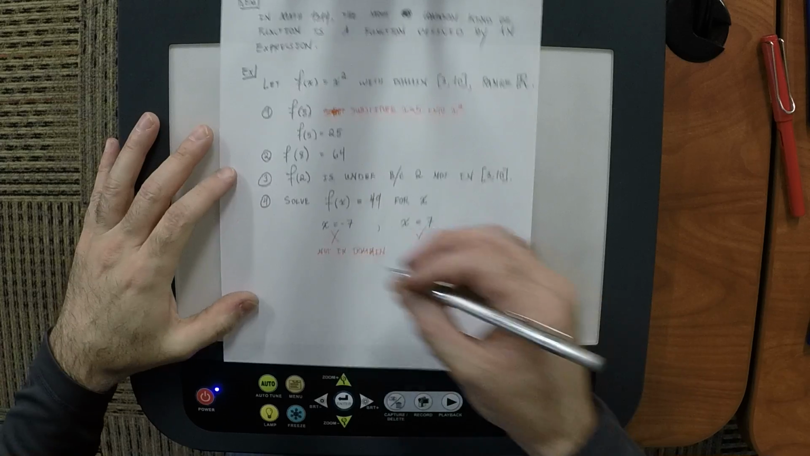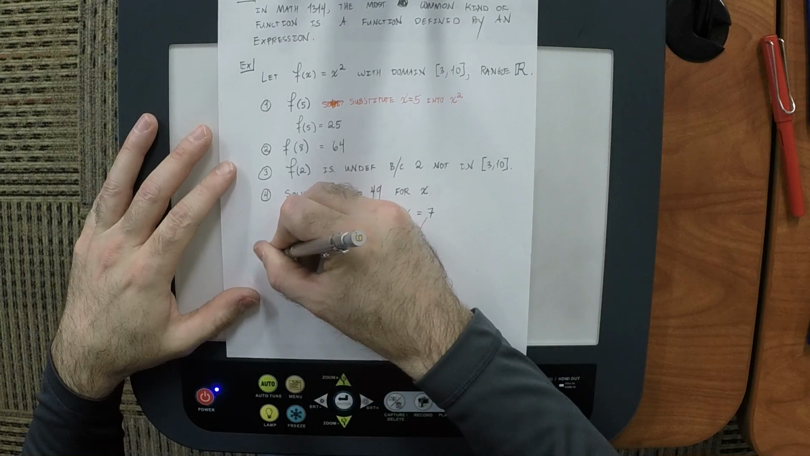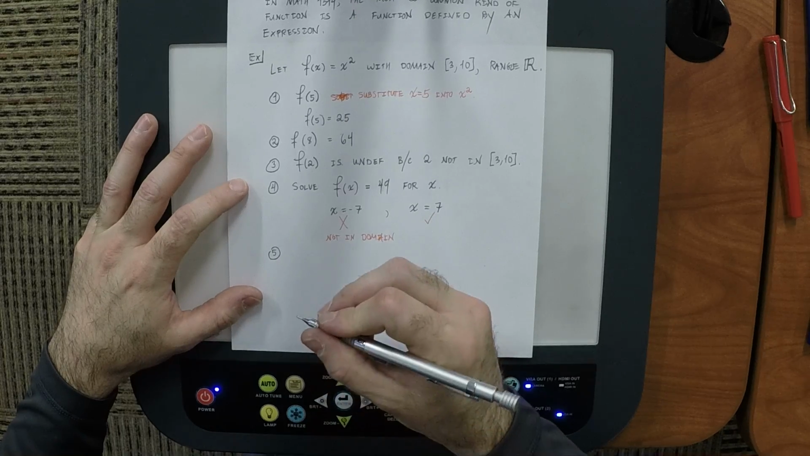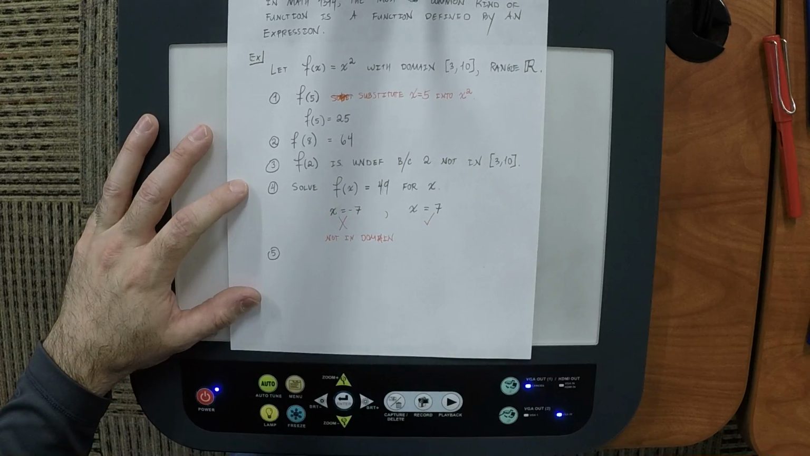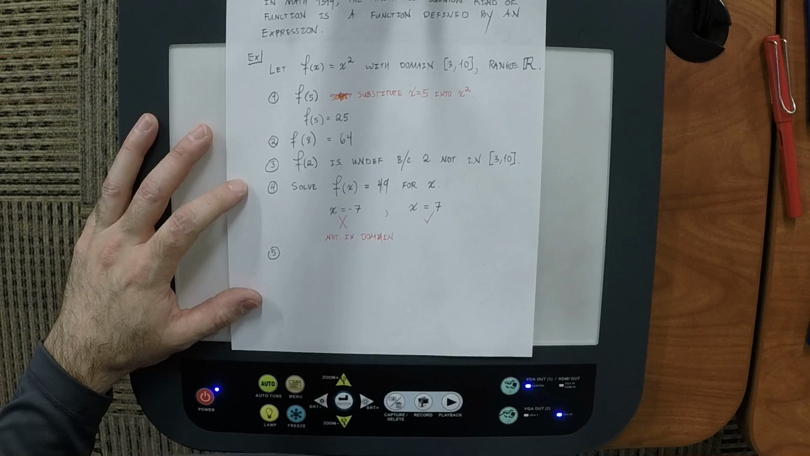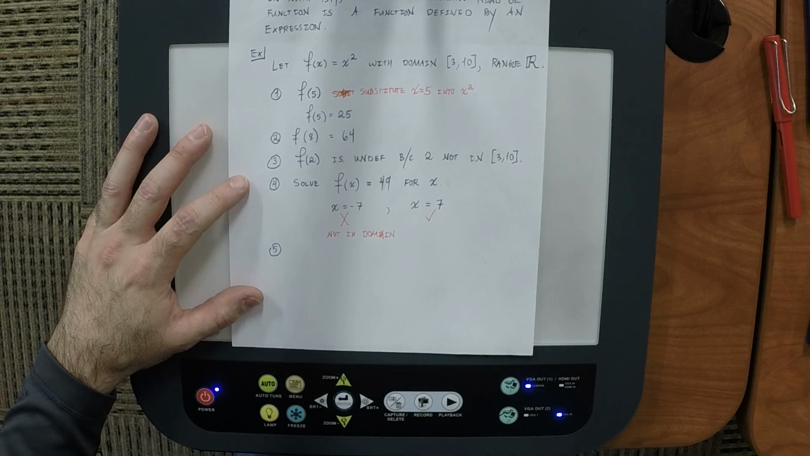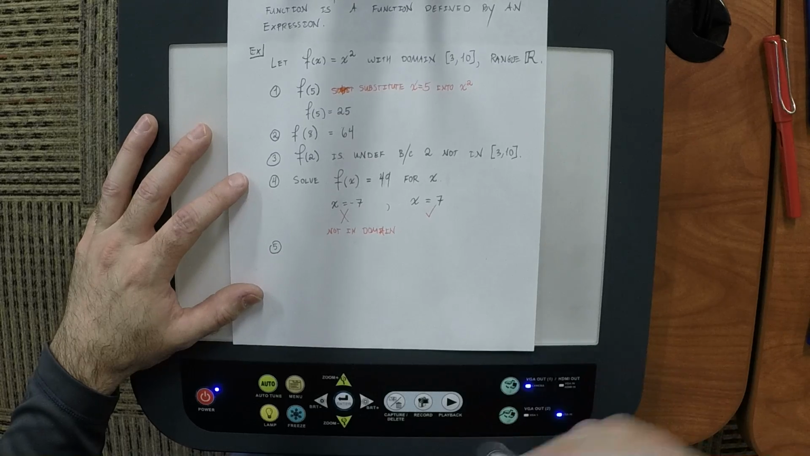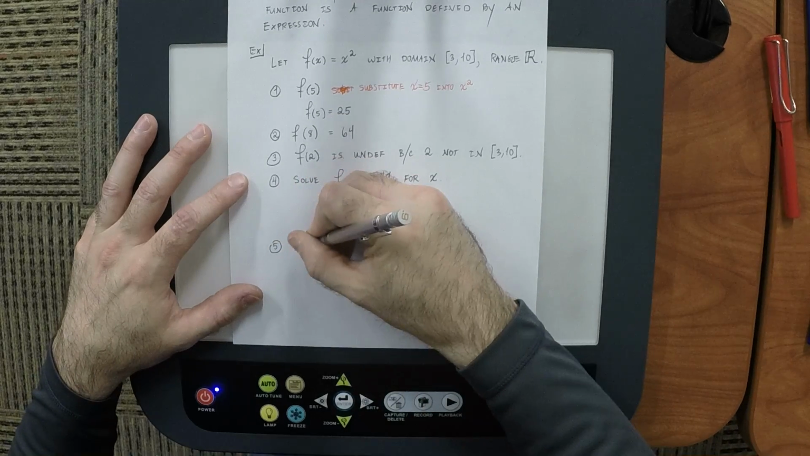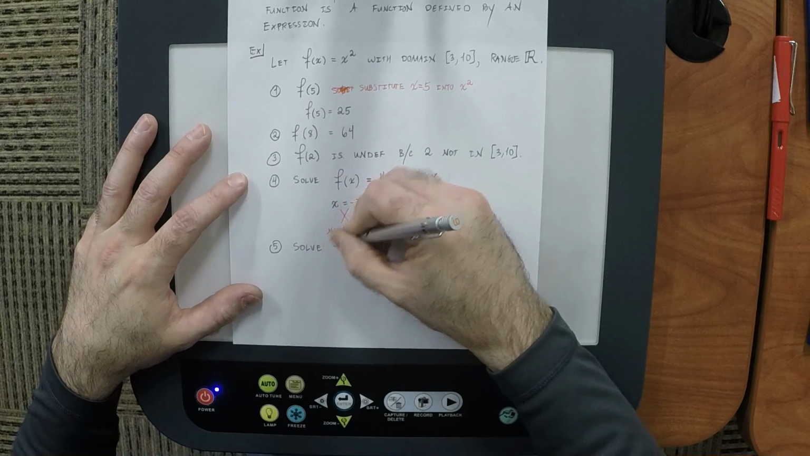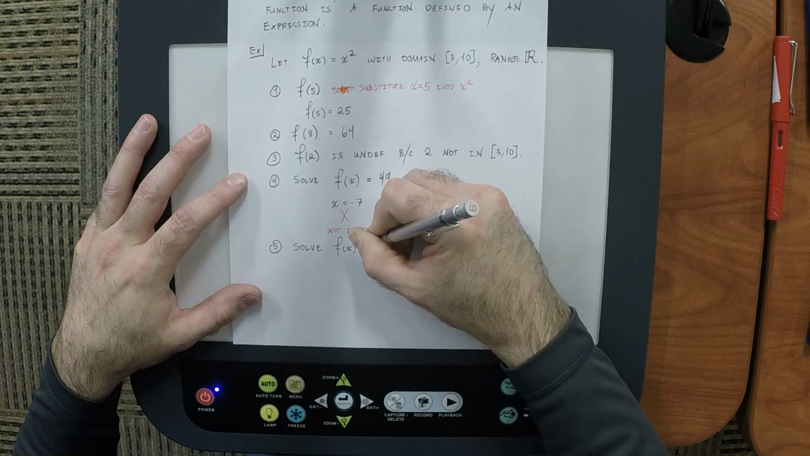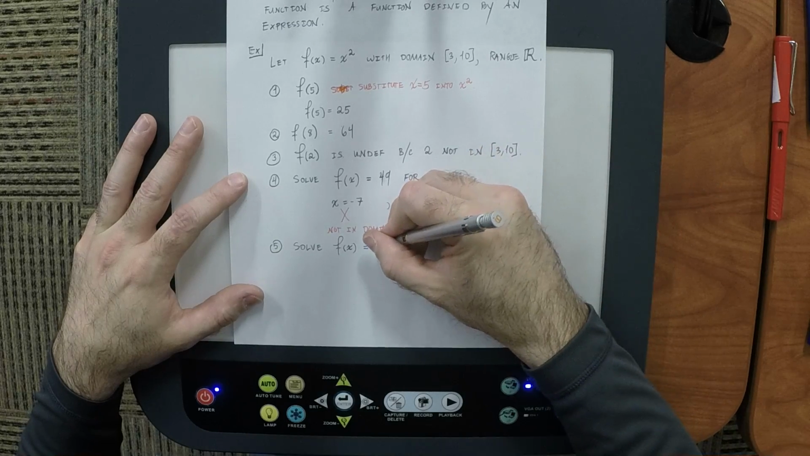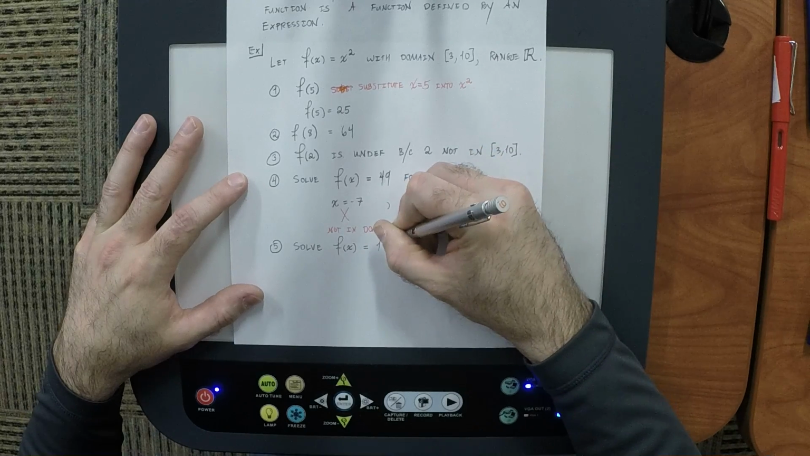Okay. Good. Fine. So here's another question. I'll preface this by saying I wouldn't ask this question. No, I would ask this question. I surely would. Solve f of x is equal to 144.